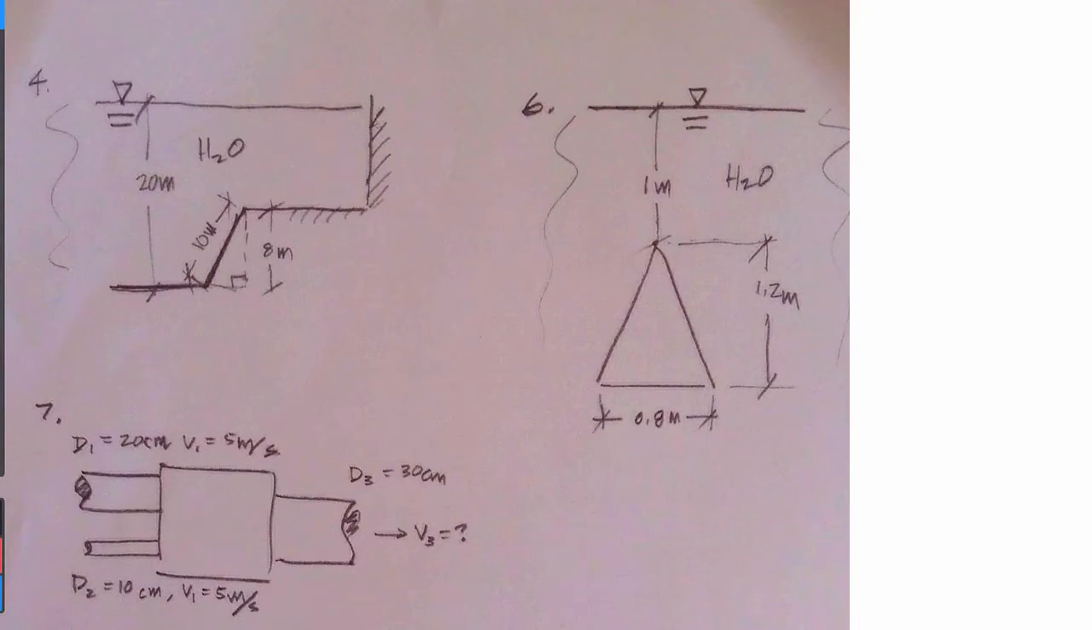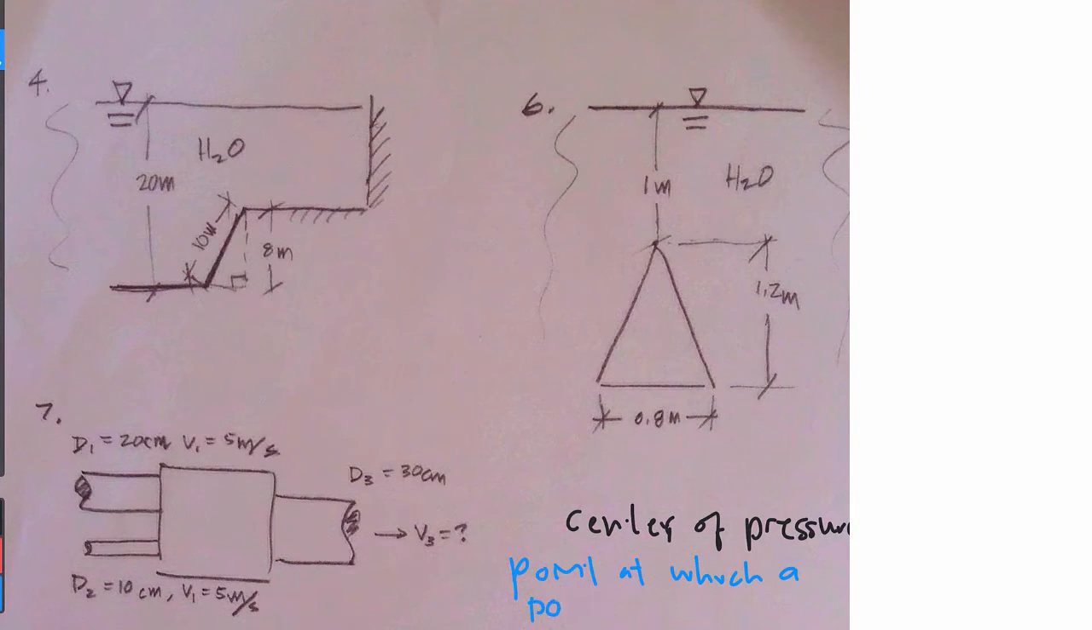it asks for the center of pressure. Now, this relies on us knowing what the center of pressure is. So the center of pressure is essentially the point at which a point force would act. If you took the average pressure and you said, okay, that represents a point force acting over the area, where would that force be acting? So let's define it: this is the point at which a point force or resultant force acts on the area.